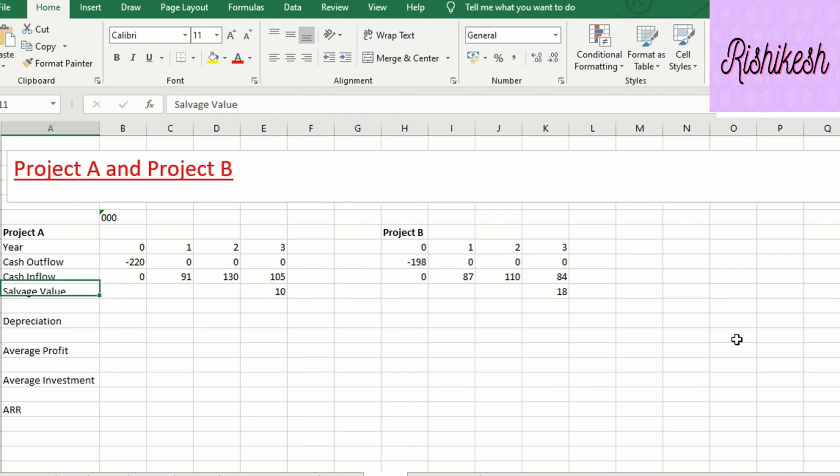Then we have been given the salvage value. This investment that you made of 220 was used for buying some equipment maybe. So at the end of third year, the salvage value of it comes out to be 10. And in case of project B, the salvage value comes out to be 18.